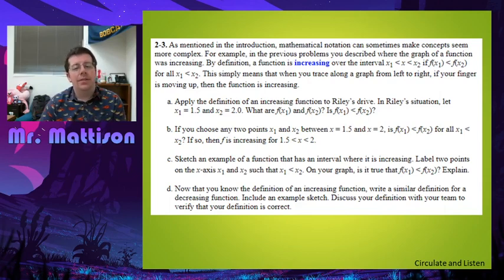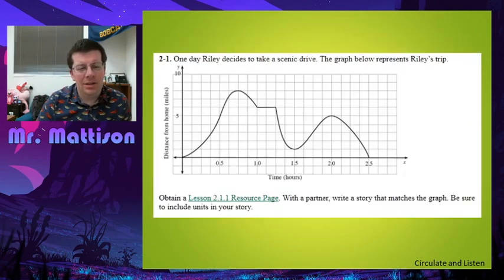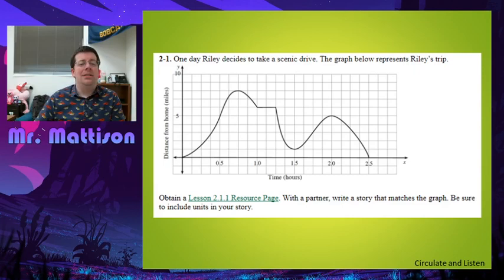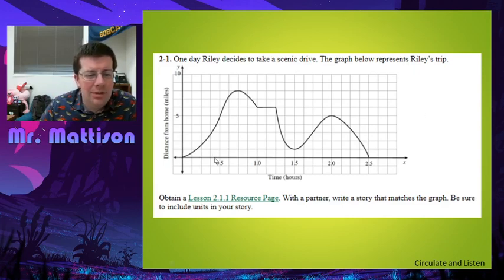So if the y values, their outputs, the one on the right has a higher output than the one on the left, for every pair of points which I pick in some certain interval, it'll be increasing, right? So let's talk about that in the context of this graph. So I'm increasing from here to here.